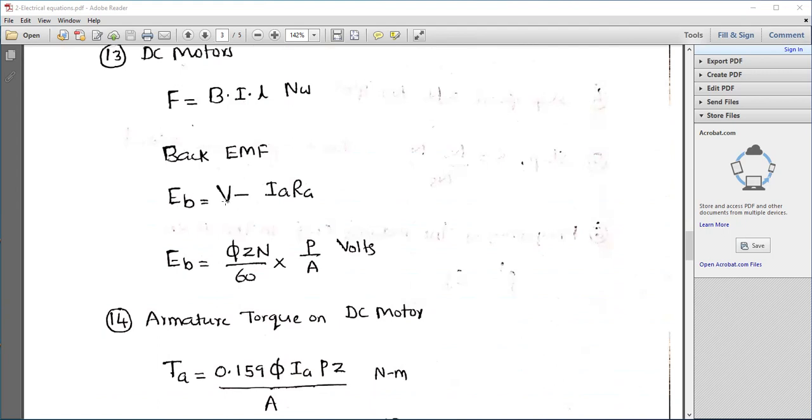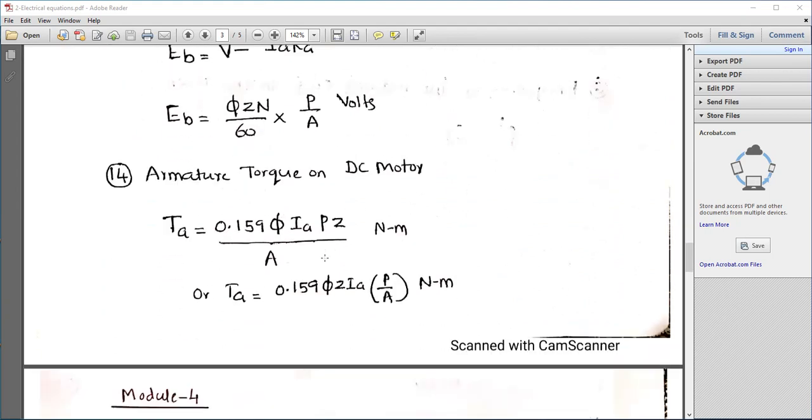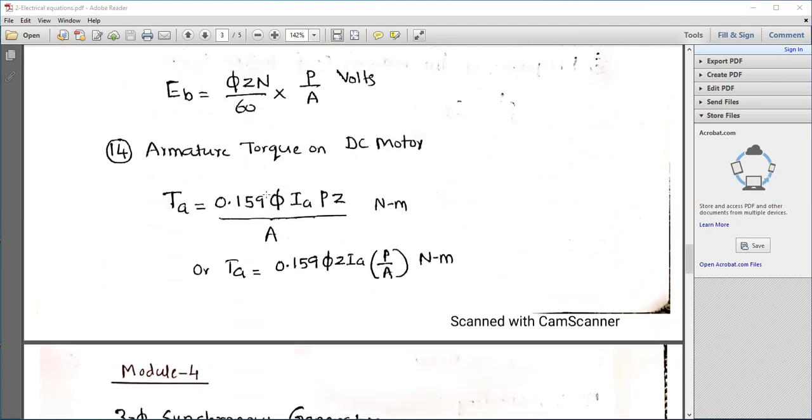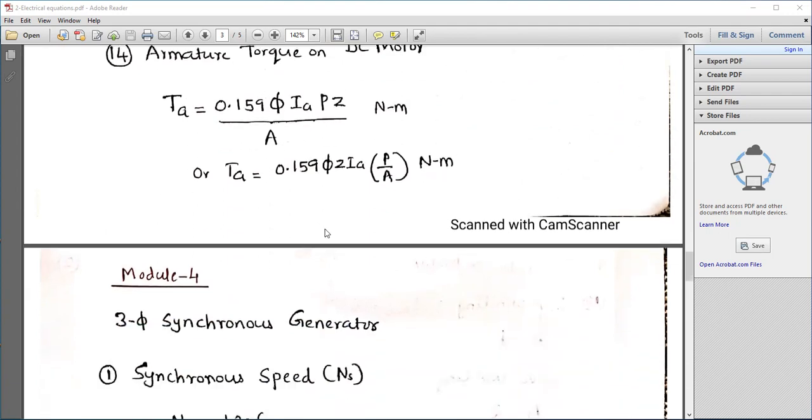Back EMF can be written in two fashions. Eb is equal to V minus Ia Ra, and Eb is equal to φ Z N by 60 into P by A. Then the armature torque, that is very important, 0.159 φ Ia P Z by A. This is the most important equation.